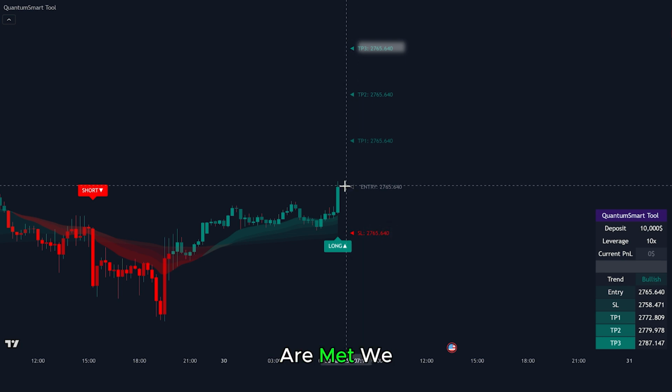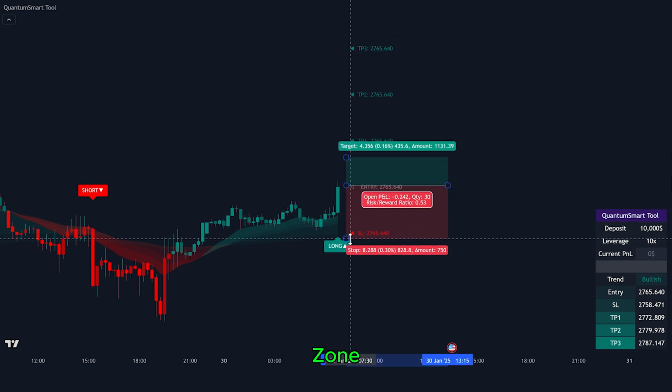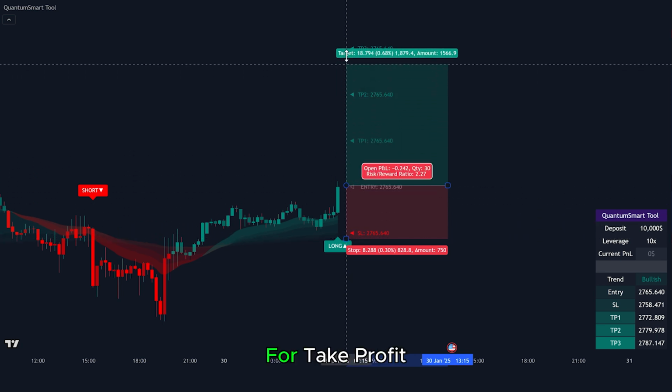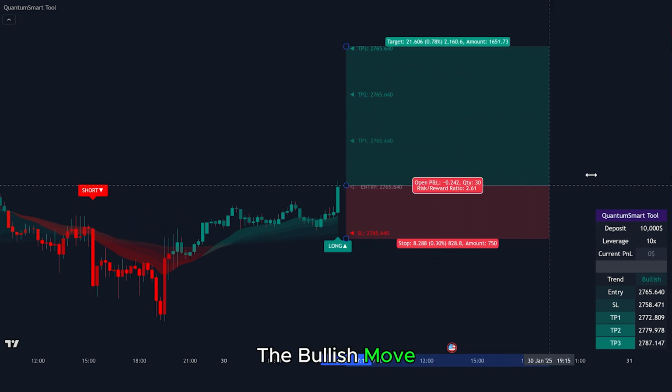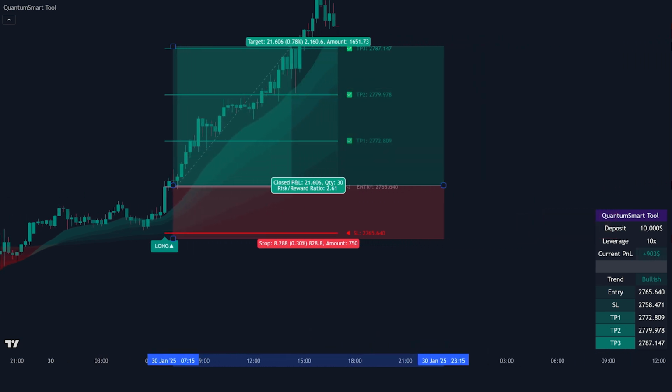Once all rules are met, we enter a long trade. We place our stop loss just below the marked zone. We then aim for take profit 3 to ride the bullish move. This trade would have ended in profit as price pushed higher.